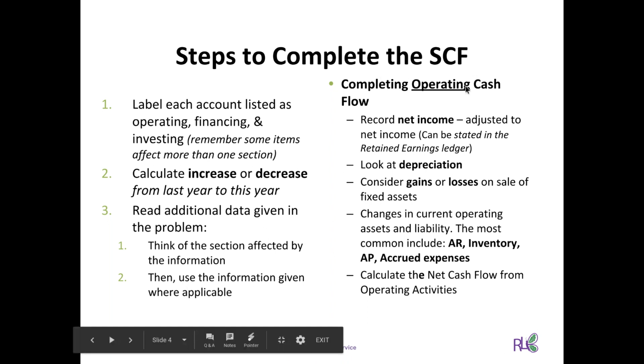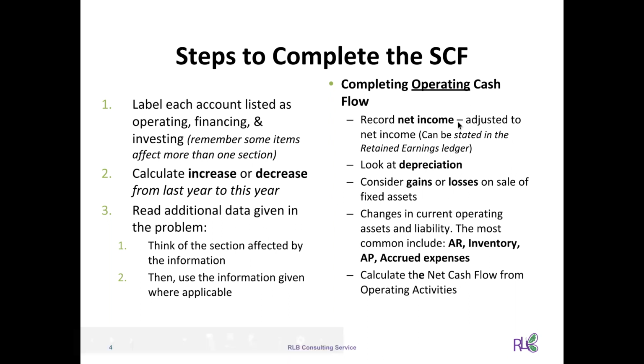So here we're going to start with the operating. Again, we begin with net income because we're going to adjust the net income. And remember, this information can be given to you from the retained earnings ledger. If you have income, it will be reported as a credit. If you have a loss, it will be reported as a debit. Next, you will look at depreciation. Then you will consider gains or losses on fixed assets. How do you determine that?